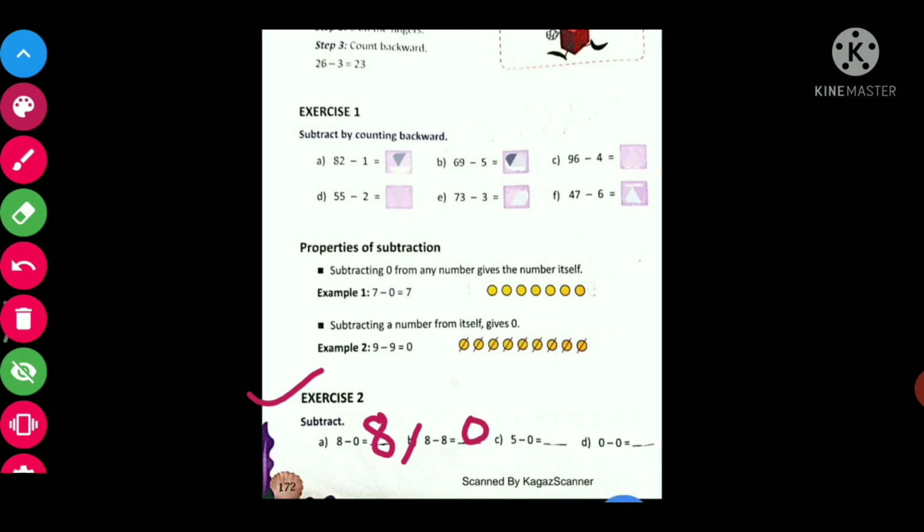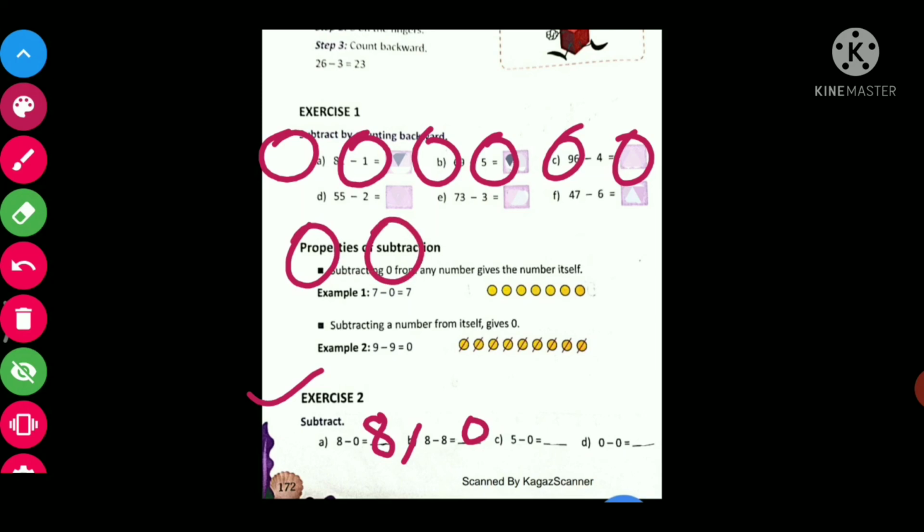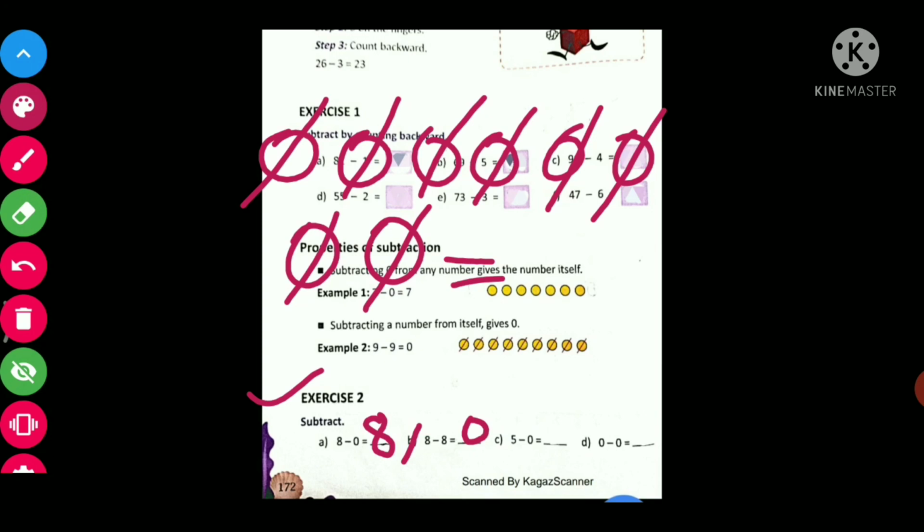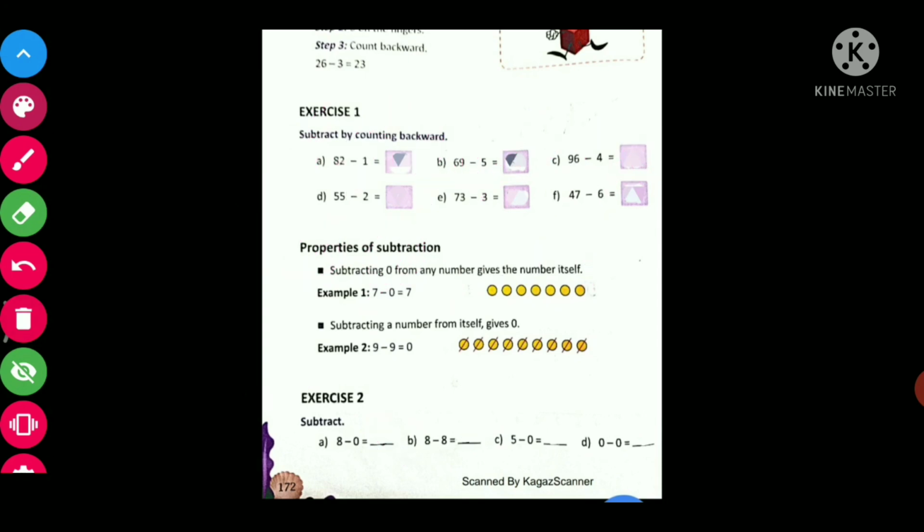Okay, now how we will get 0? Suppose 8 rounds are there. 1, 2, 3, 4, 5, 6, 7, 8. And you have to cut 8 rounds. Okay, 8 circles are there and you have to cut all 8 circles. So 1, 2, 3, 4, 5, 6, 7, 8. Now how many circles are left behind? 0, right? So that's why if we subtract any number from that same number, we'll get the answer 0. Okay, now C and D, you will do it in your classwork copy.